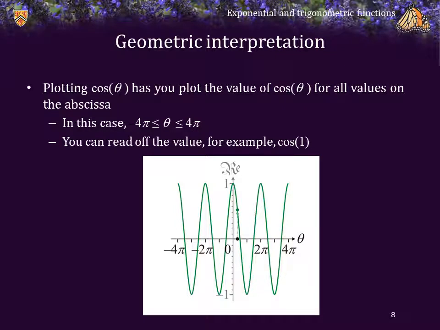If you wanted to determine what cos of 1 was, you could locate 1 on the abscissa and then determine what the value of the function is at that point by following that point up or down to the function.